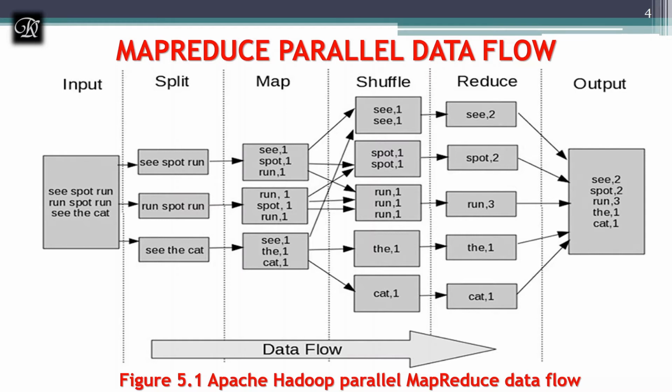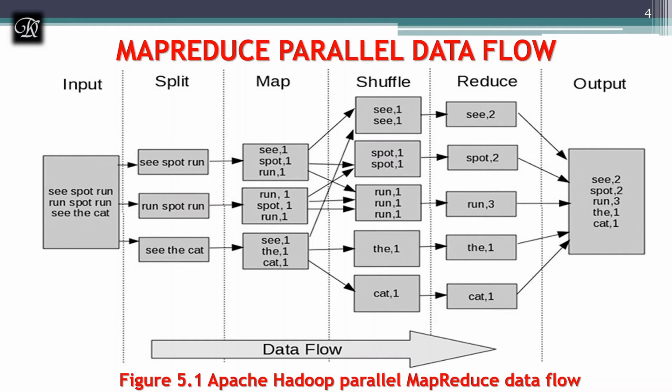Now in the reduce stage, what is it going to do? It has similar keys, so the key will be the same and the count value will be increased. That's why see is increased to 2, because there are 2 see's in the given input file. Similarly for spot also, and run has 3 occurrences, so it's going to be increased by 3. Next, the others have a single occurrence, and also cat.